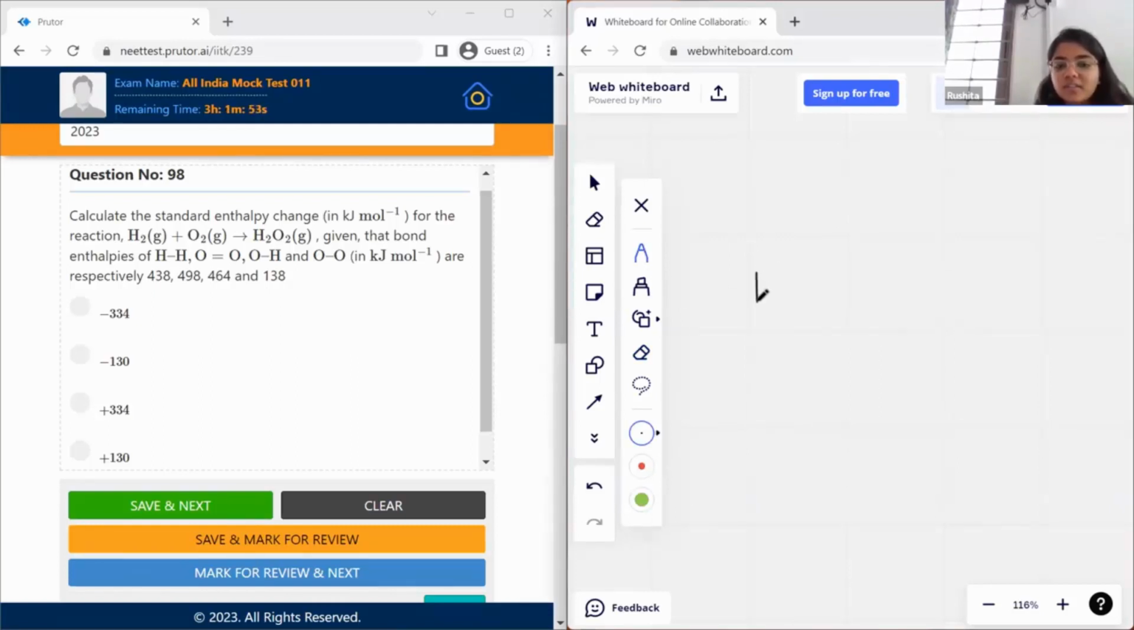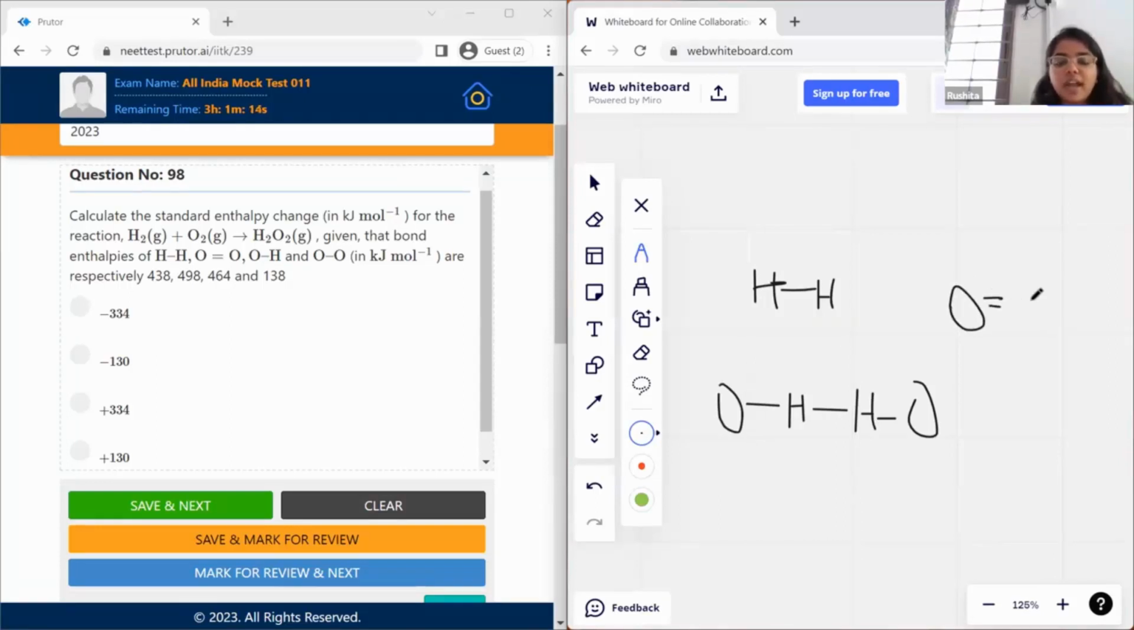So H2 has a single bond obviously between it. H has a single bond. O has a double bond in it. So this is the structure of H2O. This is the structure of H2O2, which has all the single bonds in it again. And O2 has a double bond in it.